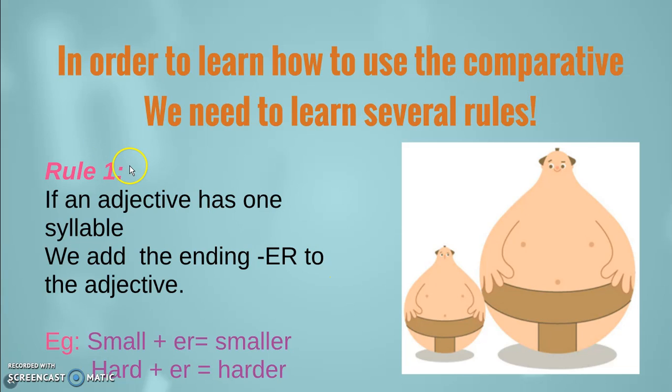So, rule number 1. If an adjective has one syllable, we add the ending er to the adjective. Small and hard are two short adjectives. They are composed of only one syllable. We just add er to these adjectives and we get the comparative. For example, small, smaller, hard, harder. For example, here we can say that this man is smaller than this man.